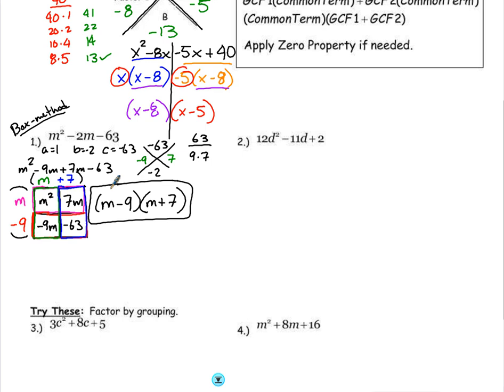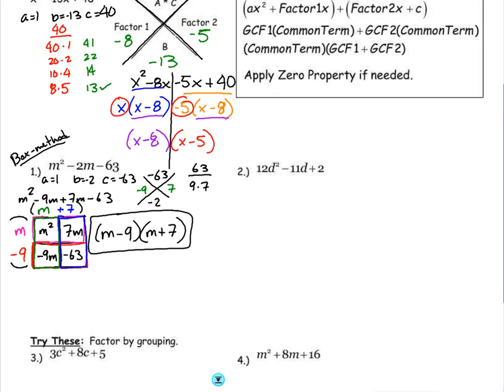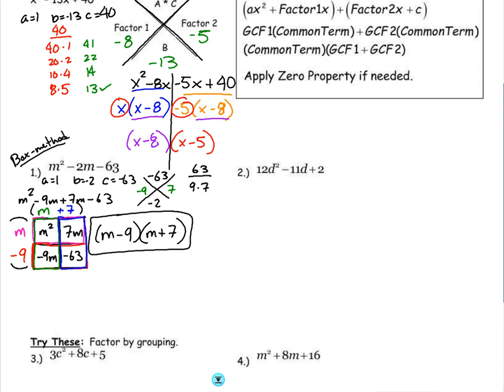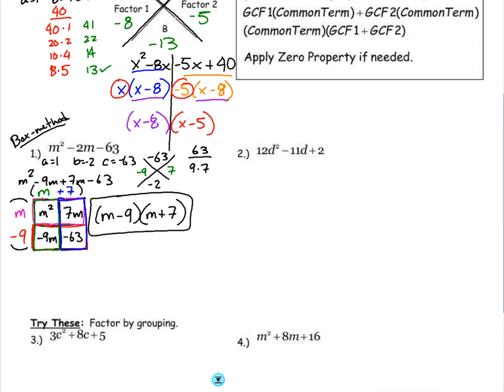So if you like this method more than you like the grouping method, you could go ahead and do it that way as well. We want to look at number 2 together because it is a little bit different than what we've seen before. Both examples that we've done before, the a value has been 1. But here, we're going to be looking at a polynomial or trinomial specifically where a is actually now a positive 12.